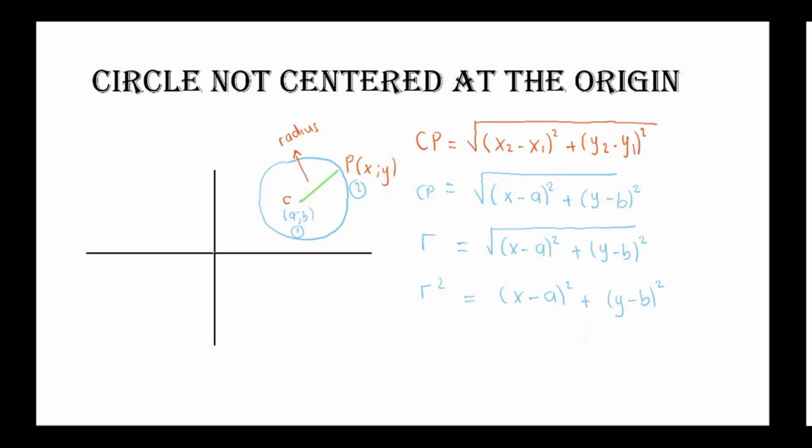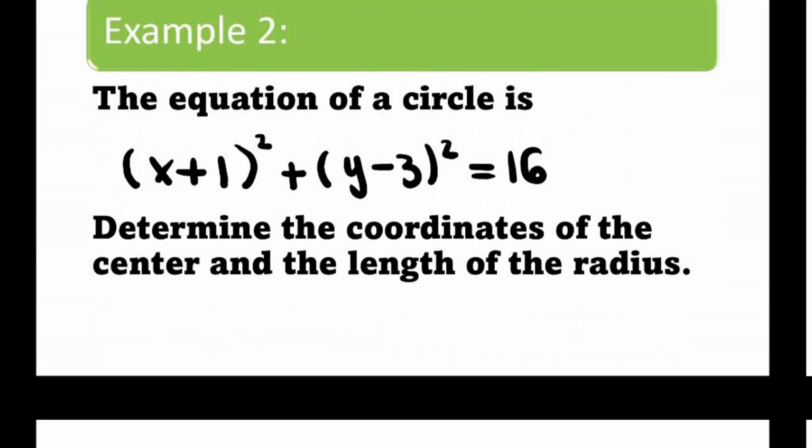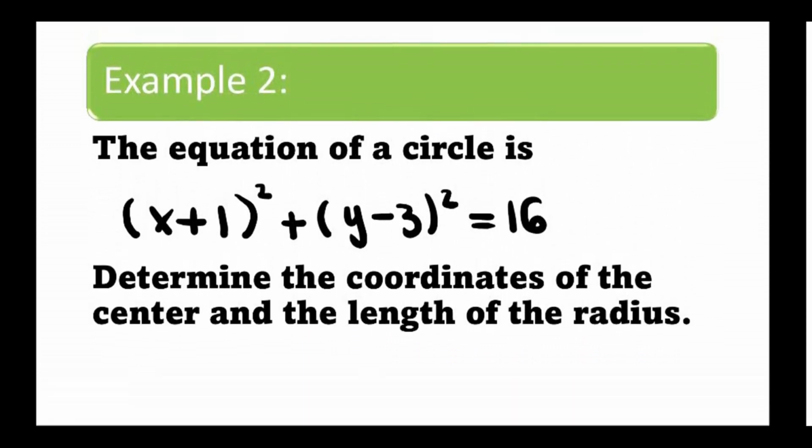Right. So now let's look at a related example. Let's look at our example 2. The equation of a circle is (x plus 1) all squared plus (y minus 3) all squared is equal to 16. We need to determine the coordinates of the center and the length of the radius. For this question, we are required to determine the coordinates of the center as well as the length of the radius of our circle.